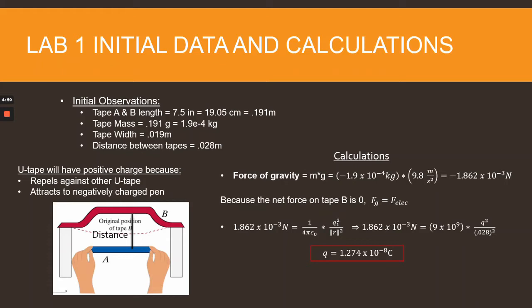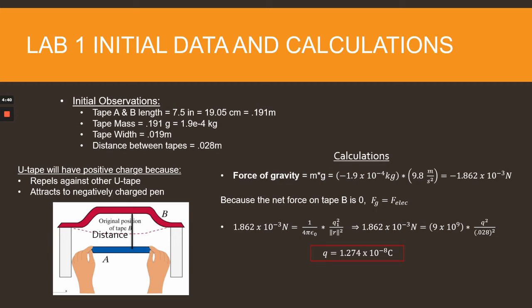Because the physical procedure for this lab is identical to Lab 1, we can use the same data to analyze the change in tape charge. As a quick recap, my tapes were 0.191 by 0.019 meters and had a mass of 1.9 times 10 to the negative 4th kilograms. The distance between them, as seen in the picture below, was 2.8 centimeters.